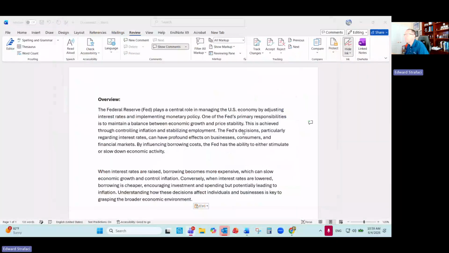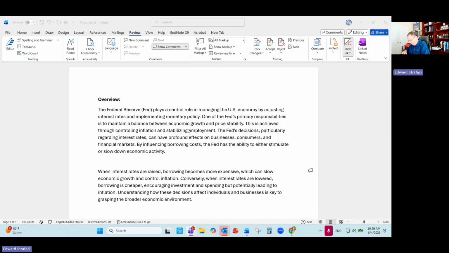Responsibilities is to maintain a balance between economic growth and price stability. This is achieved through controlling inflation and stabilizing employment. The Fed's decisions, particularly regarding interest rates, can have profound effects on businesses, consumers, and financial markets. By influencing borrowing costs, the Fed has the ability to either stimulate or slow down economic activity.